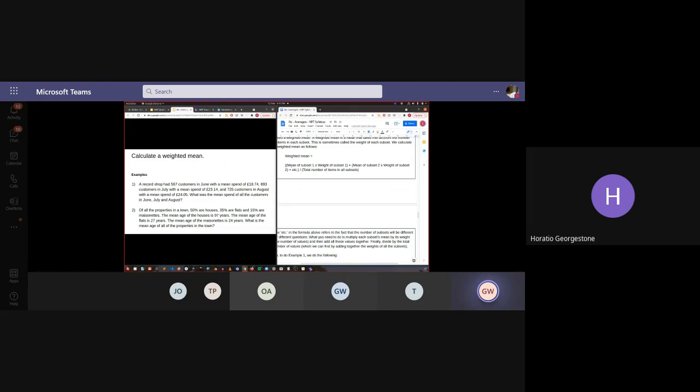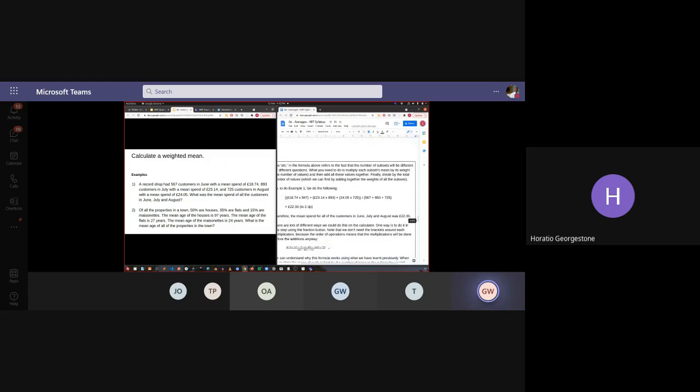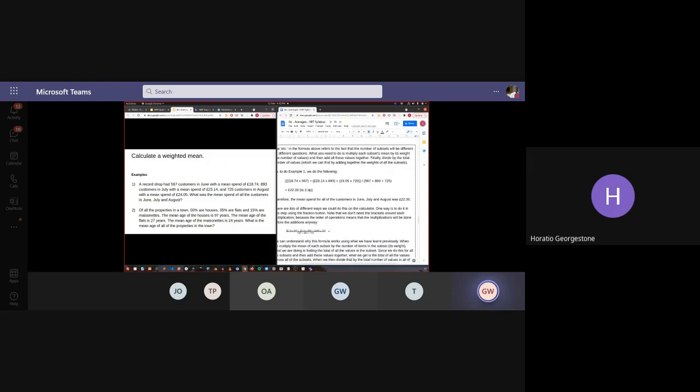So in other words, we find the total spend, in this case, for June, because that's what you get when you multiply the mean by the number of items. We find the total spend for July, we find the total spend for August, add those all together, that gives us the total spend for all 3 months, and then we divide that by the total number of customers, and that'll give us the overall mean. So you can see that here.